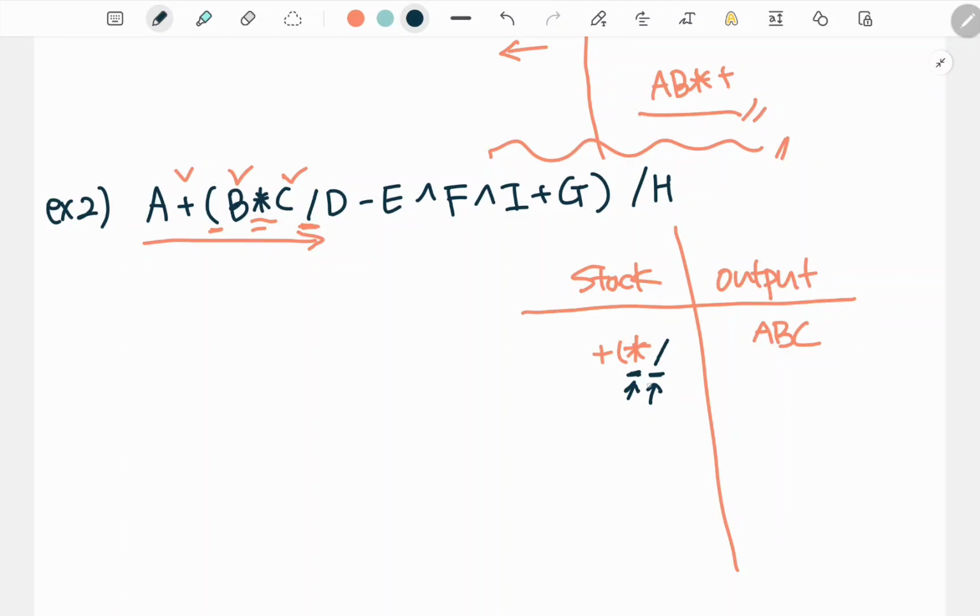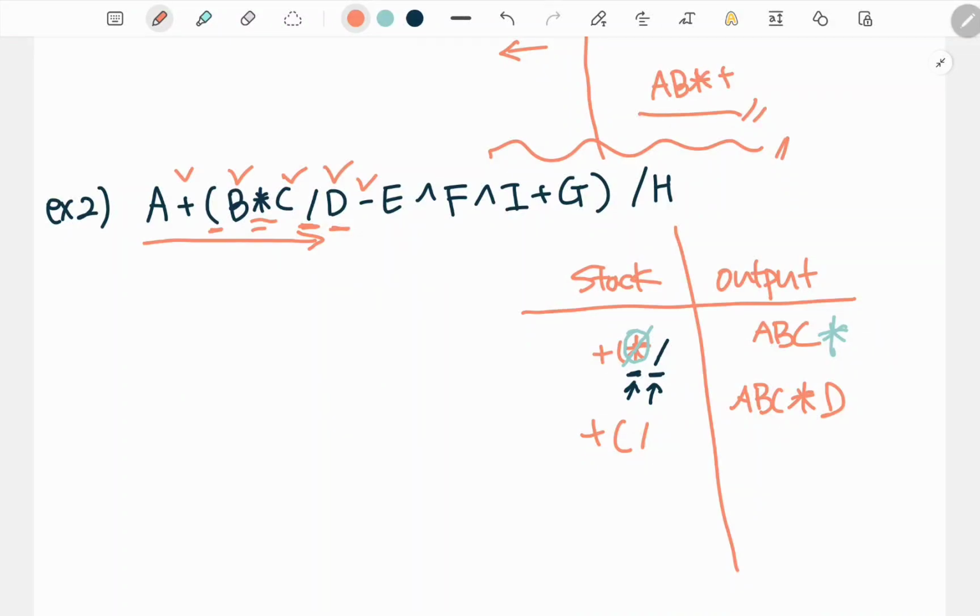So when the inserted operator has higher priority than the remaining operator, then there's no need to pop. But since they have the same priority, we're gonna pop this one, the remaining one, and put it here, and then we will have this left in the stack. And then we go on to the next one, which is D. We put it here. Next would be minus.